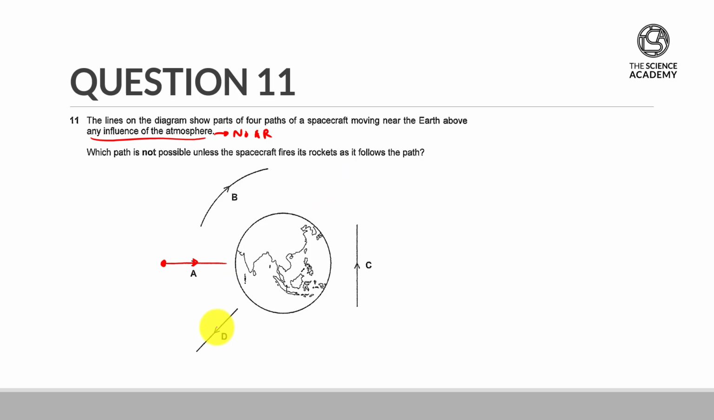Now, for option D as well, similarly, if we launch the object from the ground initially, after giving it an initial push, we turn off the rocket, the spacecraft will be able to ascend all the way upwards before finally reaching its maximum height before falling down. So this is very simply the case of gravitational deceleration.